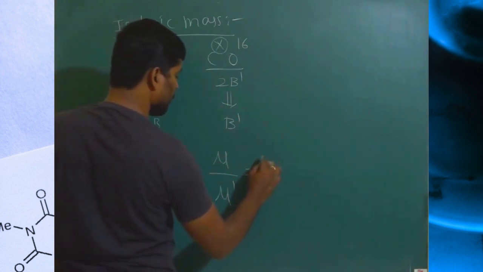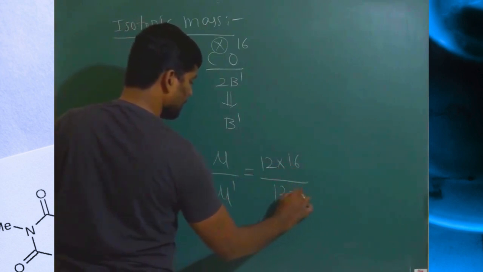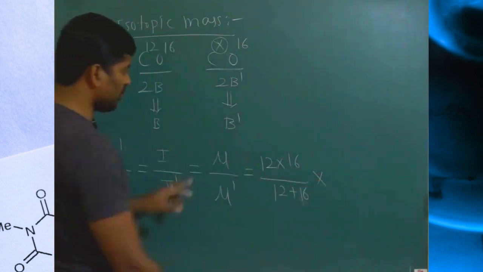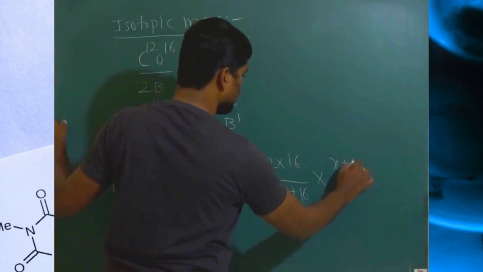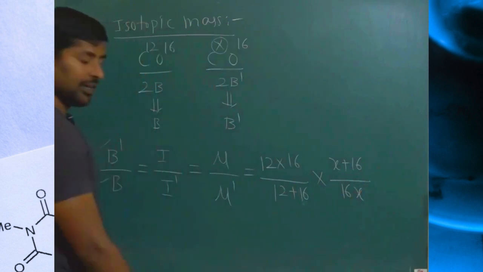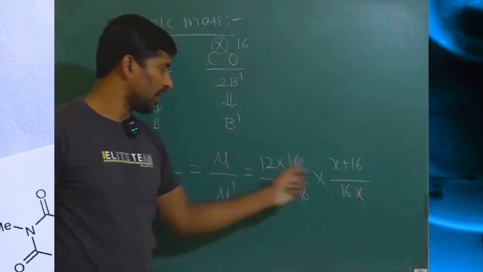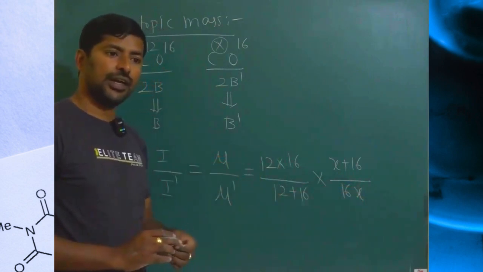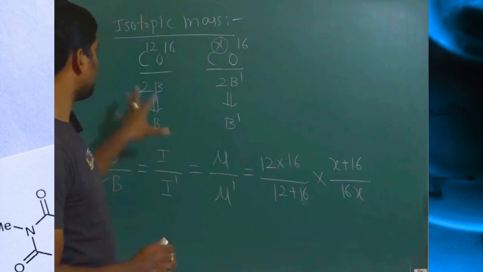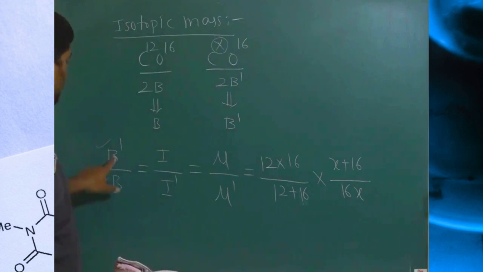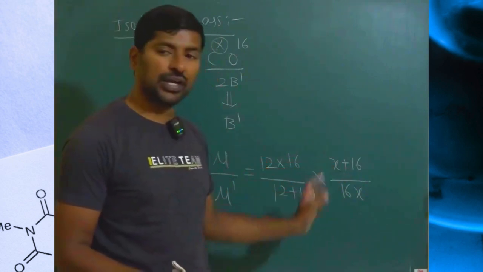So we know mu is M1 M2 by M1 plus M2, that is 12 into 16 by 12 plus 16, that we have to substitute in atomic mass units. Mu dash means we will get the reverse: X into 16 by X plus 16, that is 16X by X plus 16. So X we can calculate, and since B dash values are known to us, like this we can calculate X value. This is the procedure we follow to calculate isotopic mass. They may ask you to calculate X.